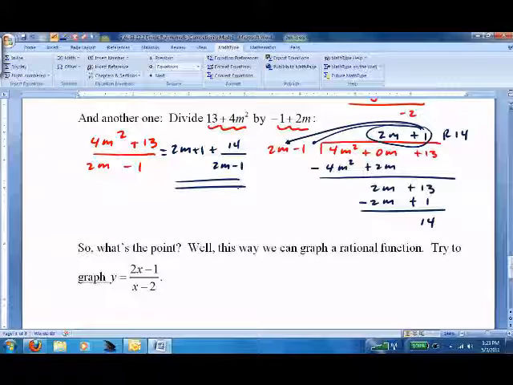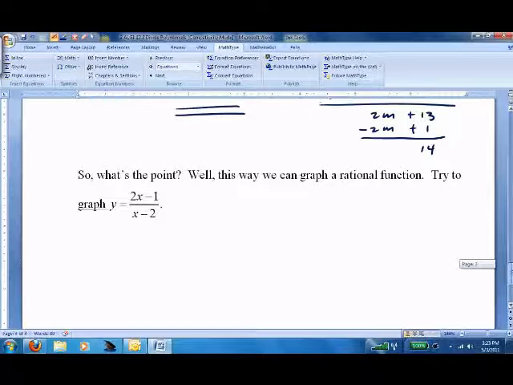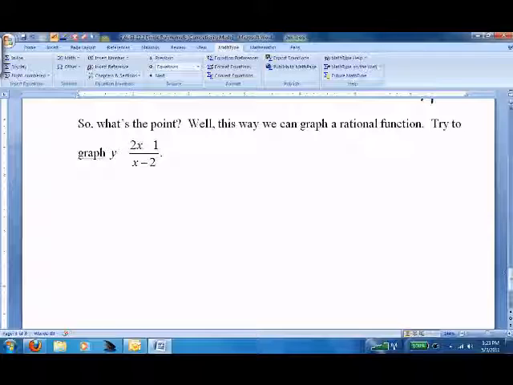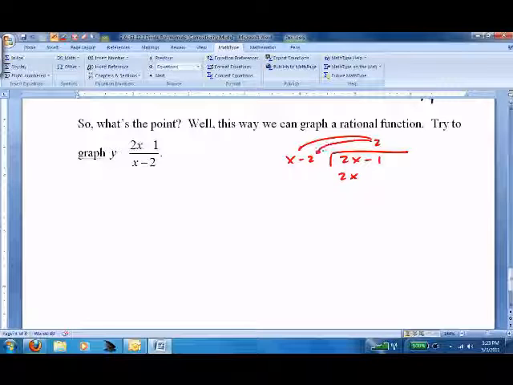Confusing? We'll do lots of examples. By the way, use this for more than just graphing. Use this heavily in Algebra 2 and Pre-Calculus. So, what's the point for us? Well, graph that, which is kind of tricky. It's doable, but you'd have to go and mess with it and do all sorts of things. But you could just say, well, the top is 2x minus 1, bottom is x minus 2. Put a 2 here. 2 times x is 2x. 2 times negative 2 is minus 4. Change all the signs, and I get positive 3, remainder of 3.